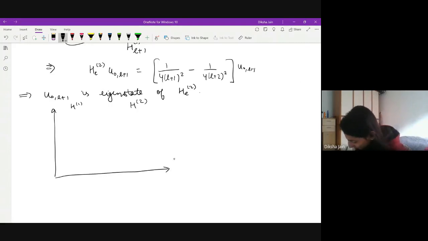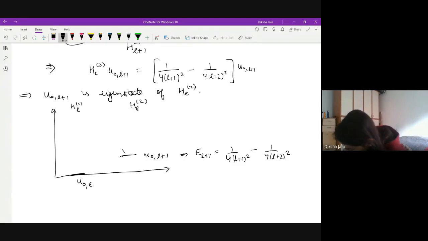What we had seen is that the ground state is not paired. So the ground state of H1 of L, I'm taking it as L, was U0 of L. So this is not paired with anything. But then we found that U0 of L plus 1 is some finite energy state. So this energy is some E L plus 1. This energy is 1 by 4 L plus 1 square minus 1 by 4 L plus 2 square. So this is some finite energy state of H2 of L.